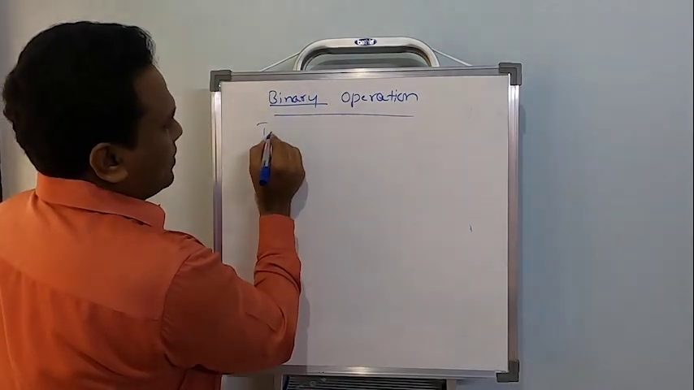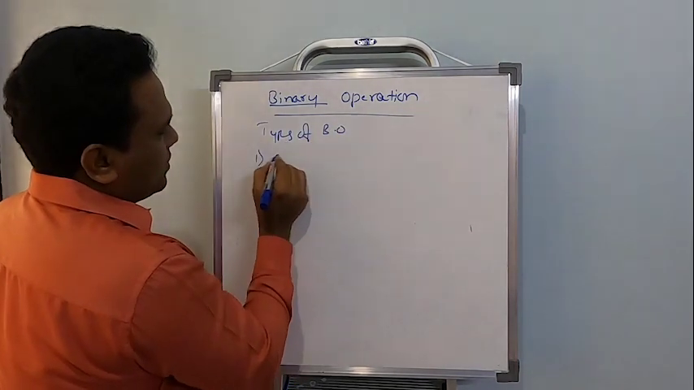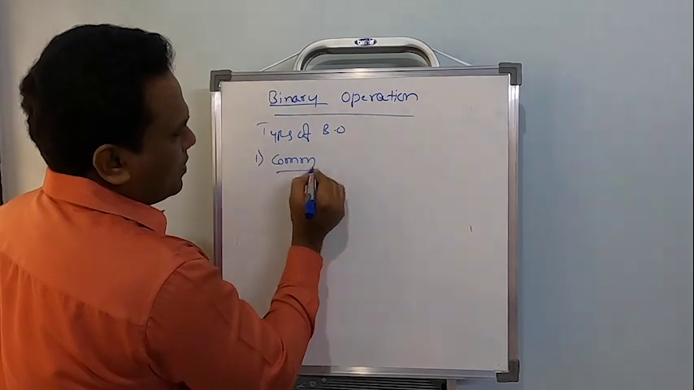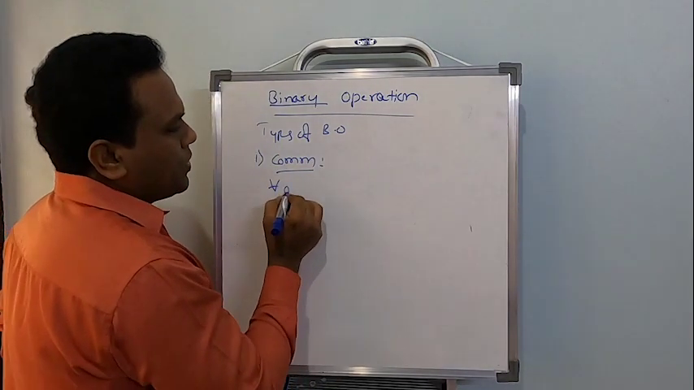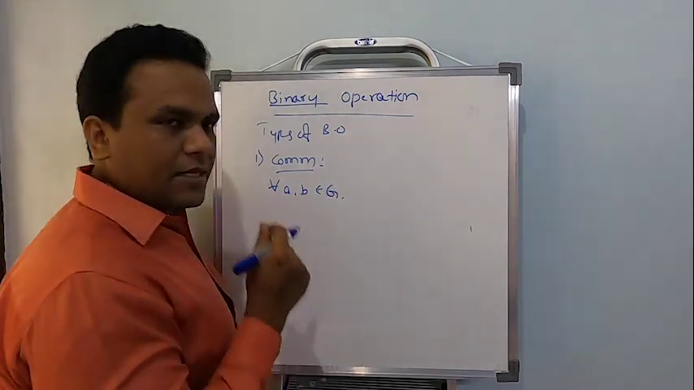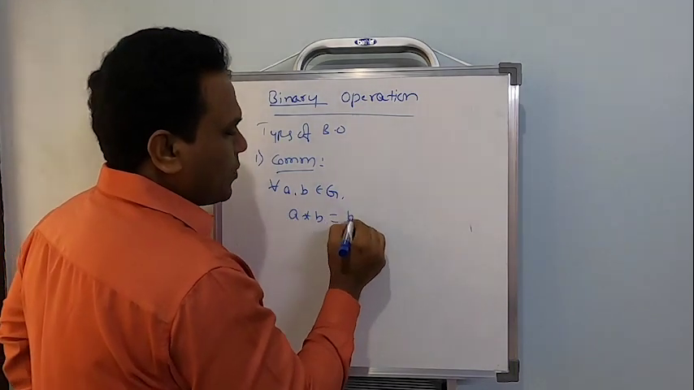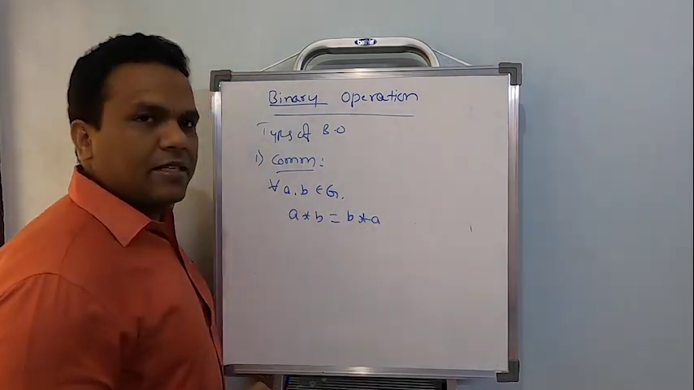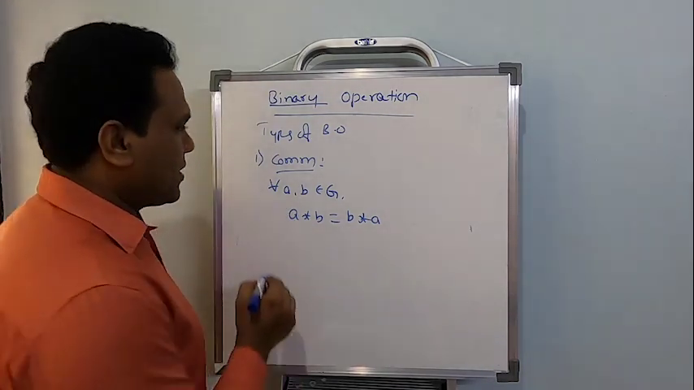Types of binary operations. The first one is called commutative, right? So what is commutative? Consider a, b belonging to the given set. Let me call the non-empty set G. And if you are able to prove a star b equal to b star a, then we say that star is commutative. That means the binary operation is commutative.